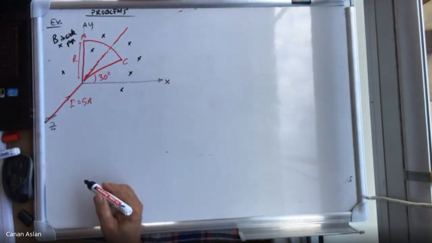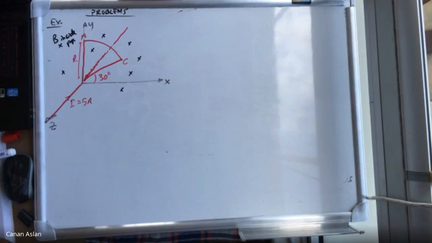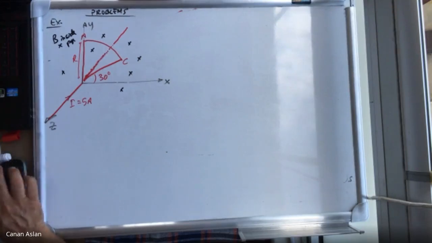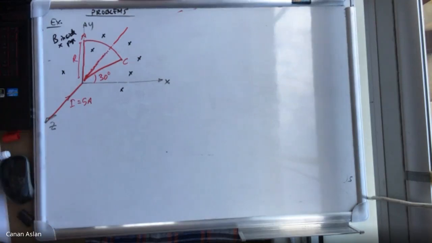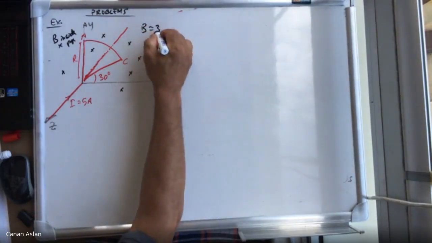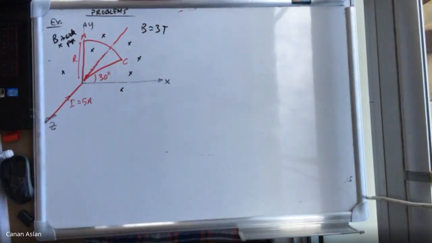Inside the page. Now, a long thin copper wire carrying the current of 5 amperes is given in the shape as shown like that. It is lying in a uniform magnetic field of 3 Tesla. So B equals 3 Tesla, and directed along negative Z-axis.